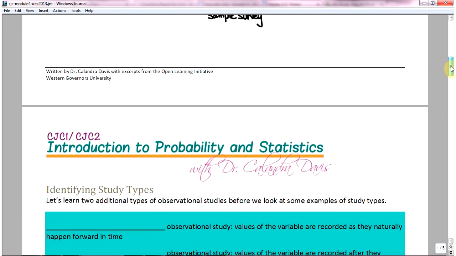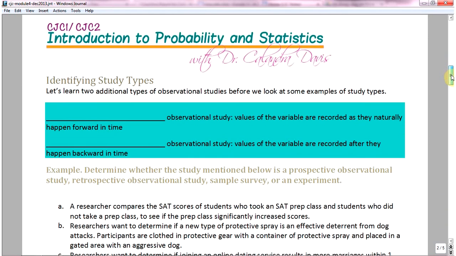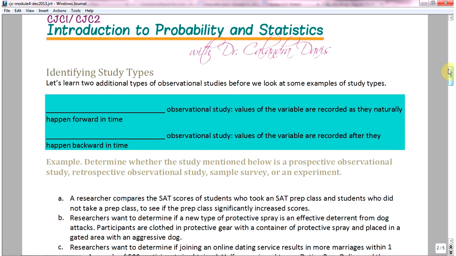Let's go on to the next page. So, some more about identifying study types. We're going to look at 2 additional types of observational studies. The first type are observational studies in which values of the variable are recorded as they naturally happen forward in time. This is called a prospective observational study.